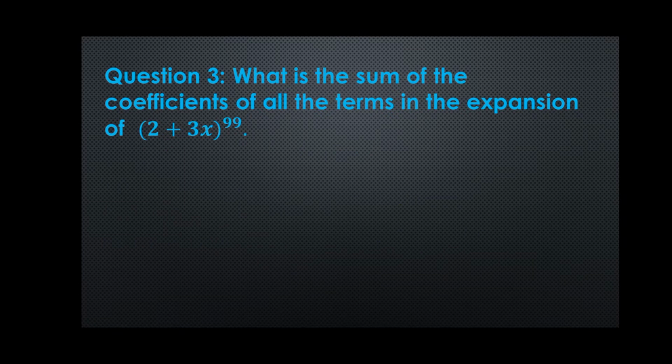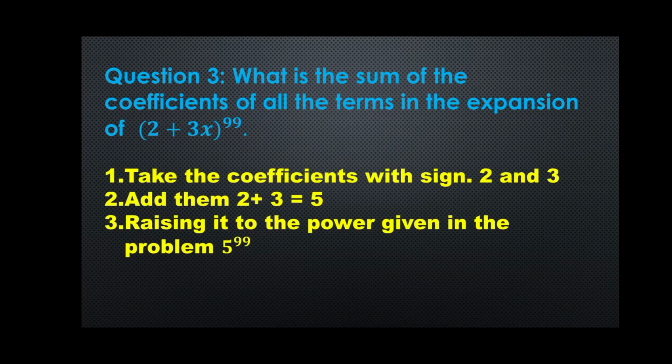Moving on to the next problem. (2 plus 3x) power 99. Take the coefficients with sign, that is 2 and 3, and then add them. 2 plus 3 equal to 5. Raising it to the power, we will get 5 power 99.